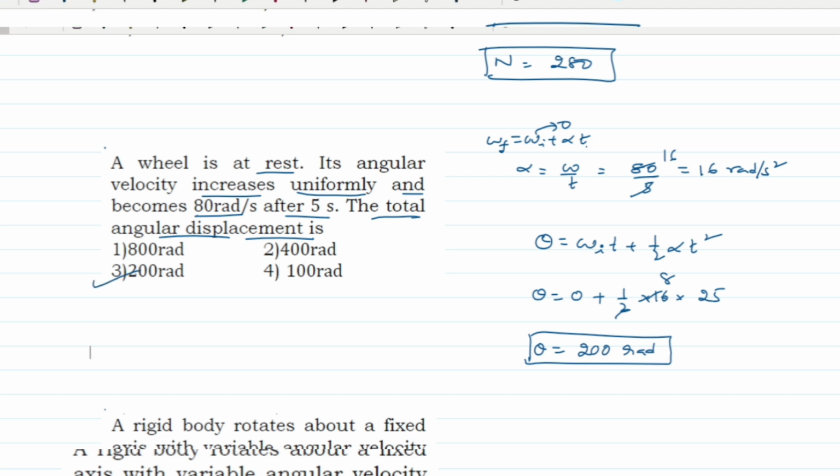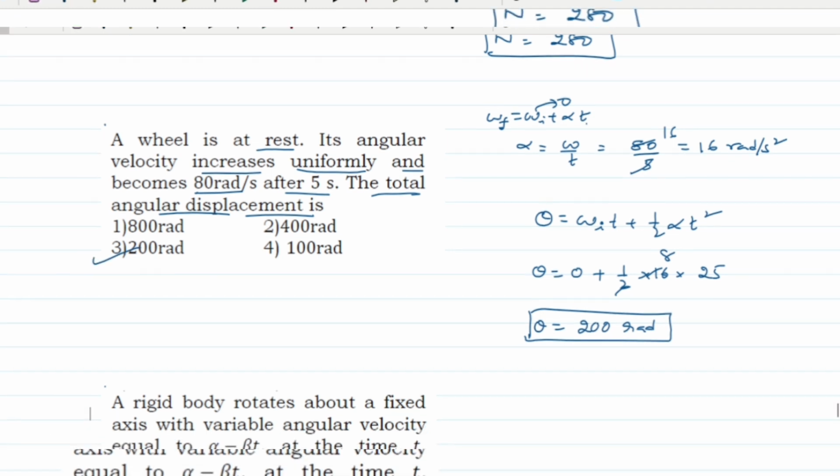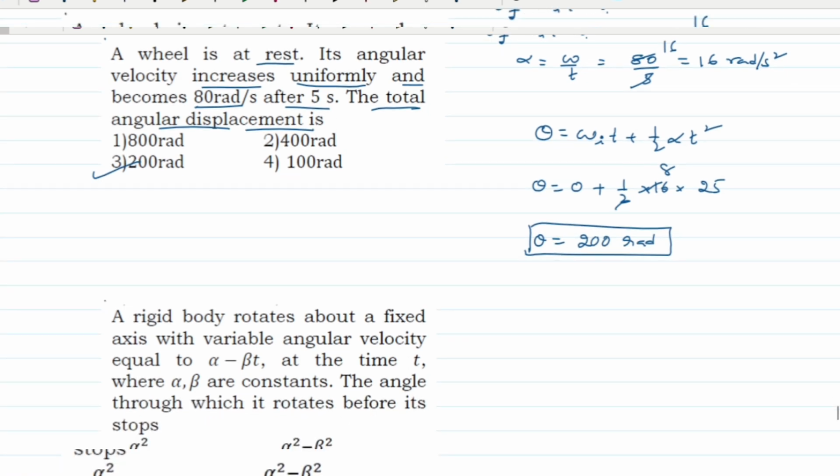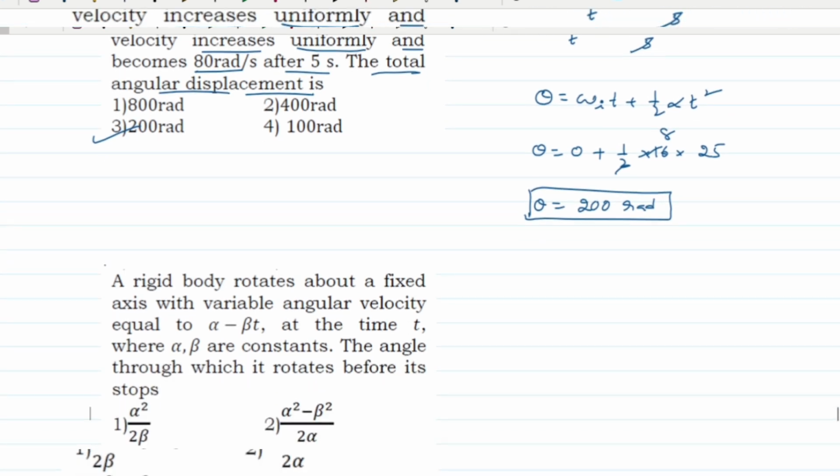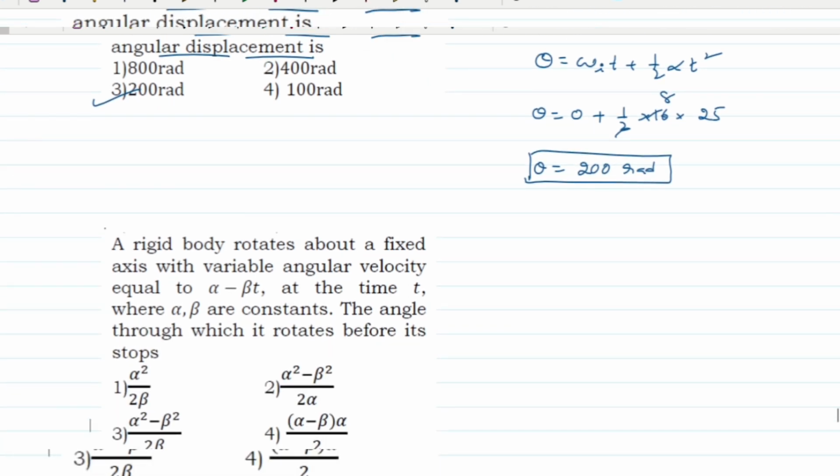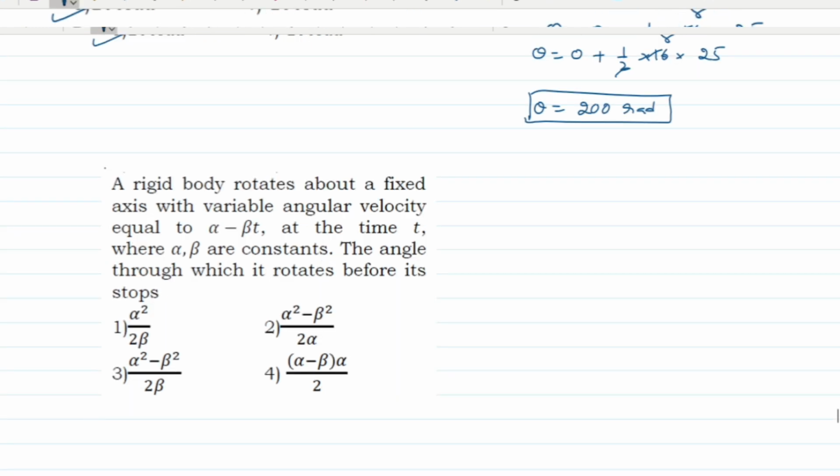Let us see the next question. The next question says a rigid body rotates about a fixed axis with the variable angular velocity given as alpha minus beta t at time t, where alpha and beta are constants. The angle through which it total rotates before coming to a stop. Initial angular velocity is given, students, which is nothing but alpha minus beta into t. Now here alpha and beta are constants.